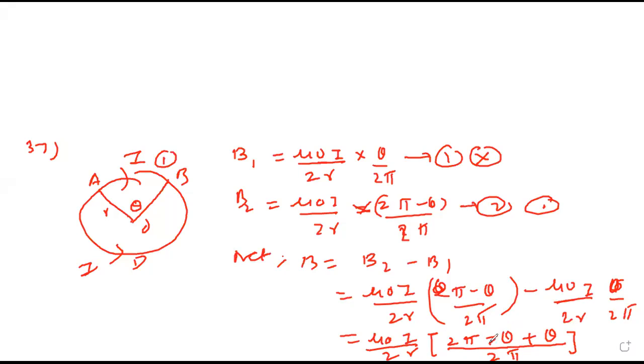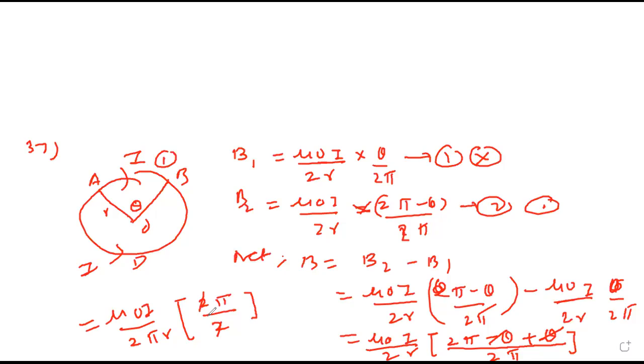Minus theta upon 2 pi; minus theta plus theta cancel. So mu naught I, 2 pi minus theta, theta. Mu naught I upon 2 pi are common. Pi we have taken common upon 2. Mu naught I upon 2R, direction is opposite. Therefore we are getting mu naught I upon the same current.